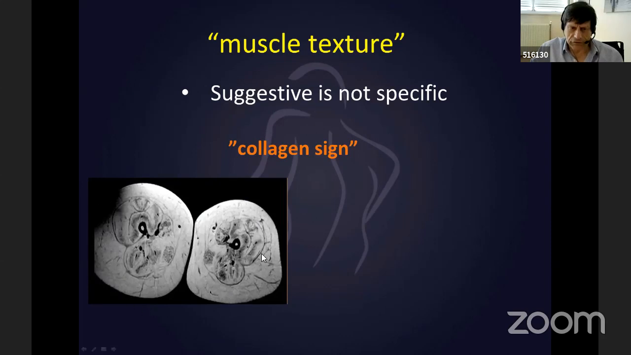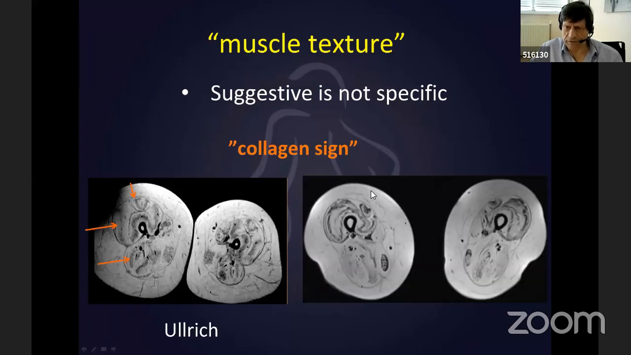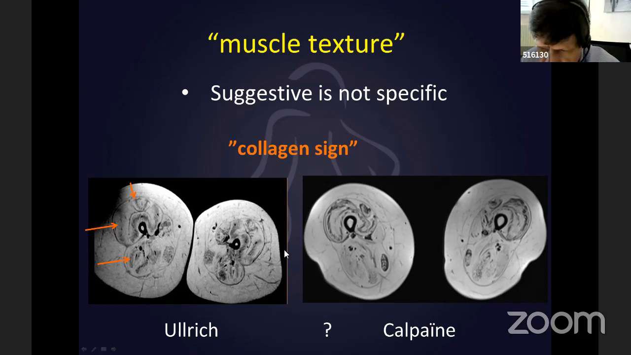Here you have the target aspect of collagenopathy with the central part of the muscle preserved in all muscles of the thigh. You have quite the same aspect in this thigh, but it's not a collagenopathy, it is a calpainopathy. So be aware, it's not always specific, and your description has to be very descriptive, but you have to compare your results with all other results of the paraclinical examination and the clinical aspect of the patient.